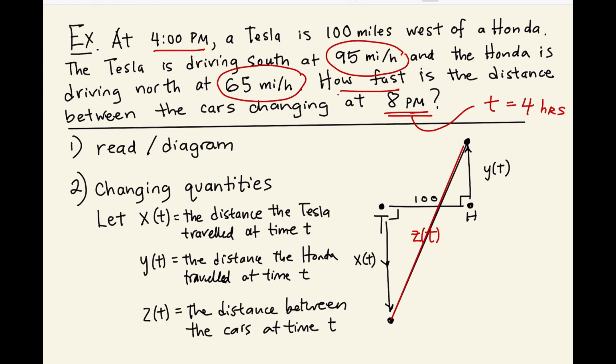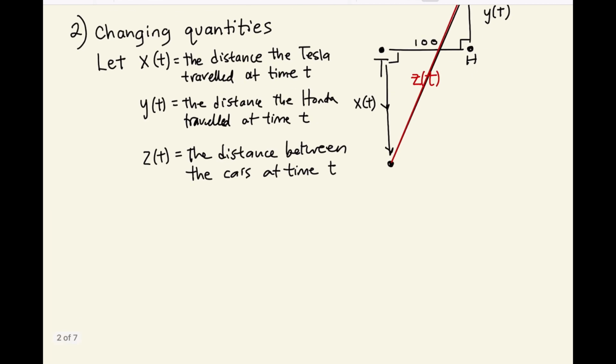The next step is I want to go back through the problem and see which rates were given to me. I said before these are rates and they were given. And what do those represent in our variables over here? Well, 95 miles per hour is the rate at which the Tesla is driving south. So that would be dx/dt. And 65 miles per hour is the rate that the Honda is driving north. And so that would give me dy/dt. So let's write those down. So this is step 3. We want to know the given rates.